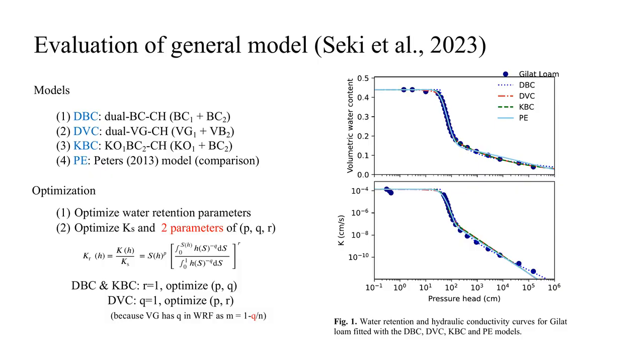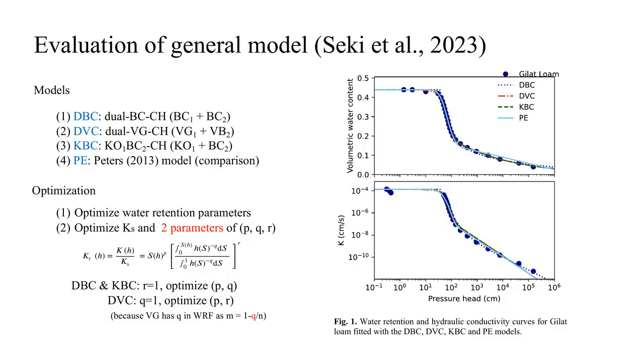Now I will talk about our second paper, published in the Journal of Hydrology and Hydromechanics. We demonstrated the practical utility of multimodal equations by evaluating three models: DBC, which refers to dual BC-CH, DVC, which is dual VG-CH, and KBC, which is KO1 BC2-CH. For comparison, the Peters model was used.